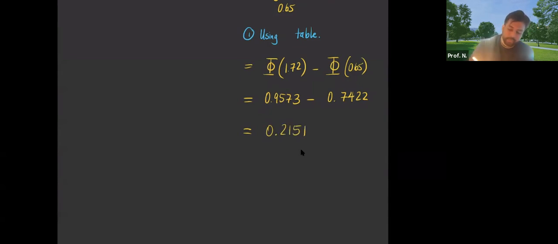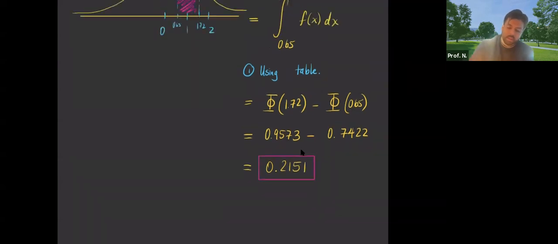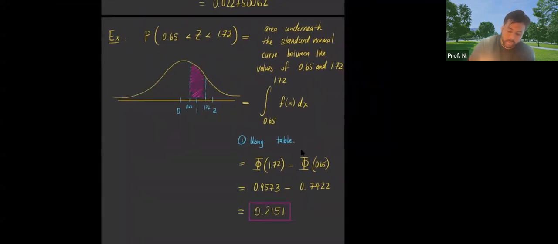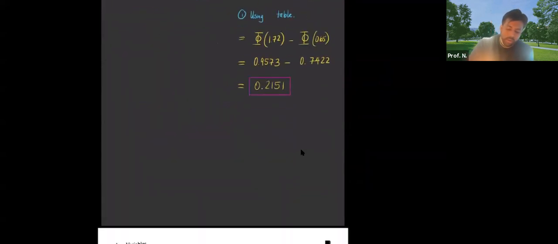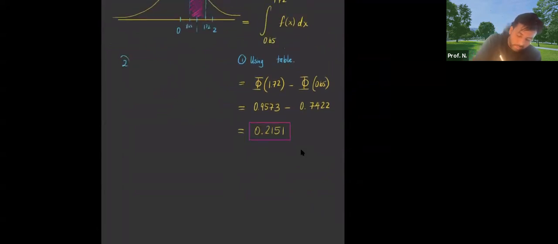Okay? So that's the area between the values of 0.65 and 1.72. That's the area underneath the curve, which also represents the probability that my normally distributed standard normal random variable attains values between these two values. Okay, and let's also do number 2, which is using the calculator.